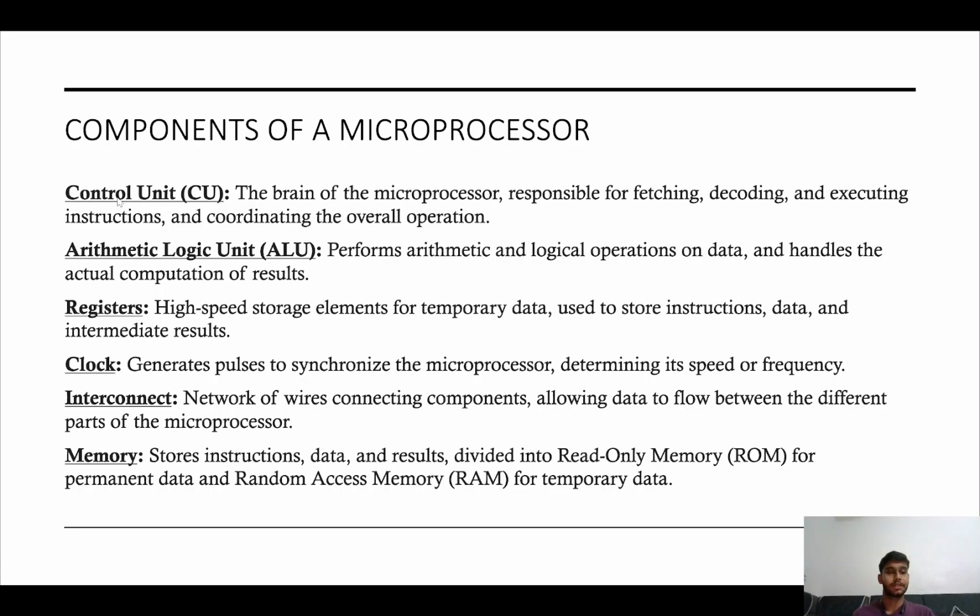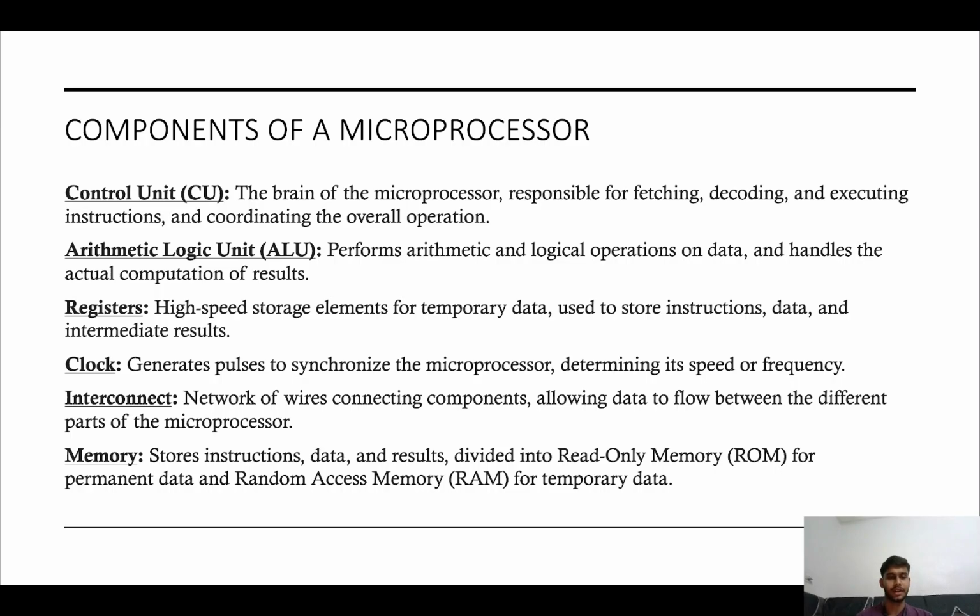Components of a microprocessor. Control unit, the brain of the microprocessor, responsible for fetching, decoding, and executing instructions and coordinating the overall operation. Arithmetic and logic unit, which performs arithmetic and logical operations on data and handles the actual computation of results. Registers, high speed storage elements for temporary data, used to store instructions, data, and intermediate results.